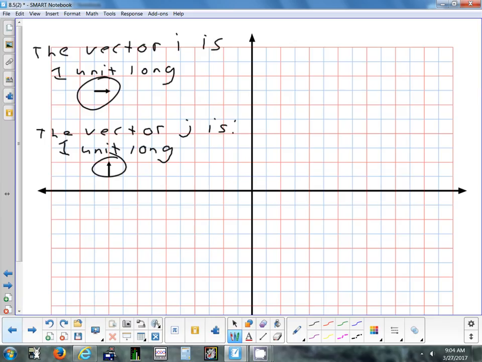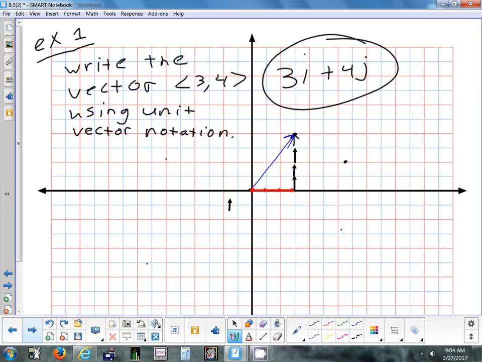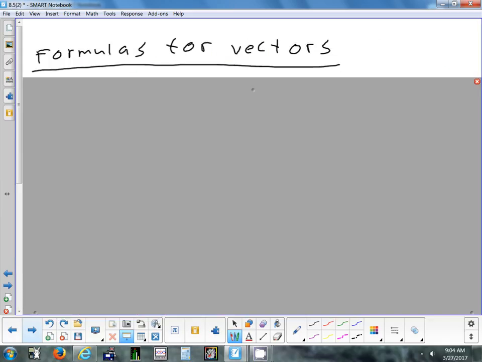If you only had one vector in a 2D space, you would be stuck moving in just a horizontal or just a vertical direction. Okay, so that's the idea of unit vector notation.